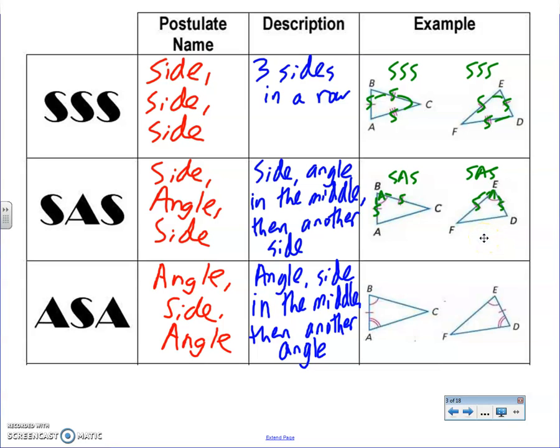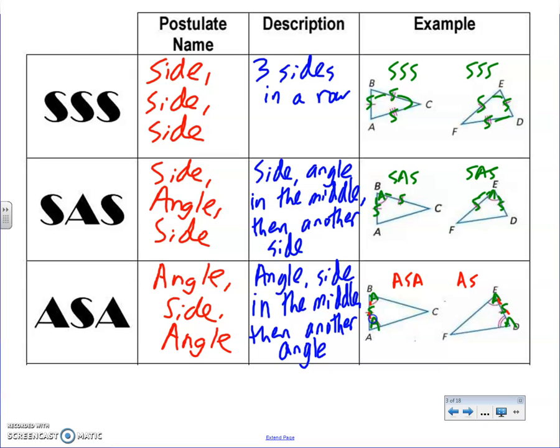Next one is ASA, so angle, side, angle. Angle, side in the middle, meaning included side, then another angle. Here are 2 pictures. This is an angle marking, this is a side marking, this is an angle marking. The fast way to connect those, and I'll try using a different color this time, would be like this: A to S to A. These are both ASA, that's good.